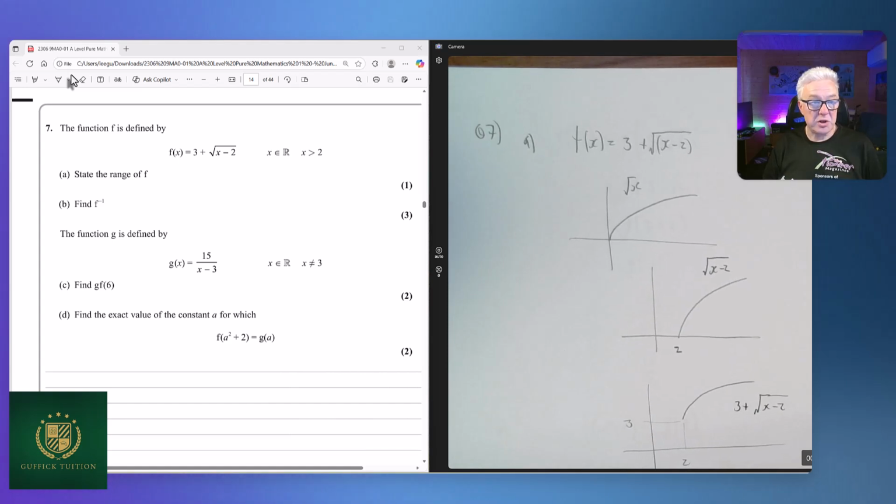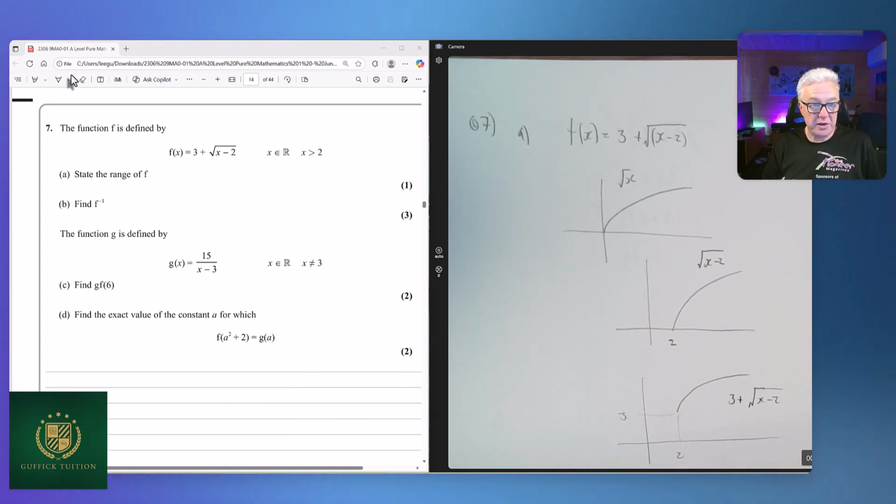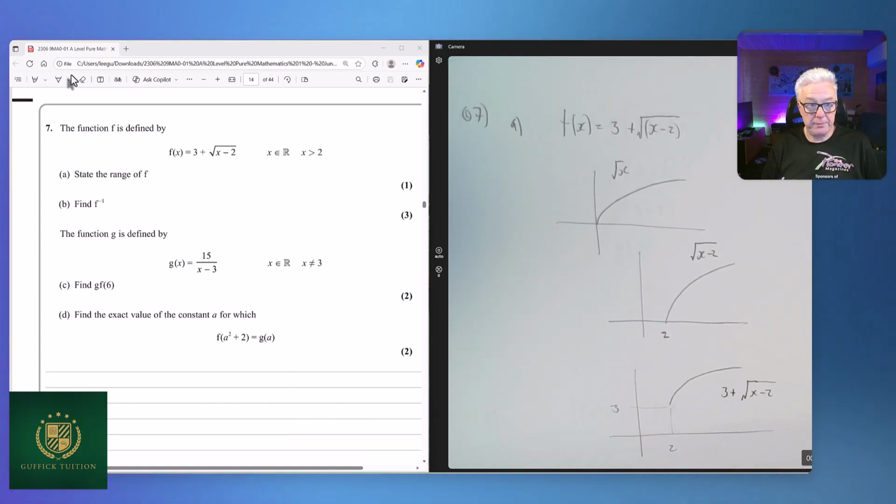Hello everyone, we've got question 7 on paper 1 from 2023, and this is a nice functions question. It says the function f is defined by f of x is equal to 3 plus root of x minus 2, where x is a member of the set of all real numbers and it's greater than 2. State the range of f.